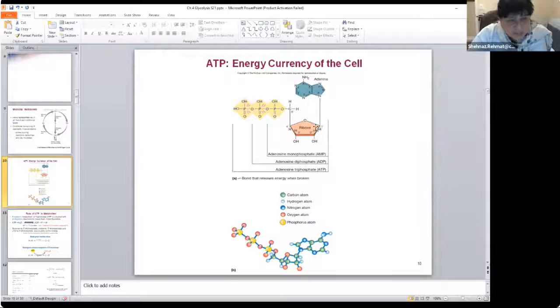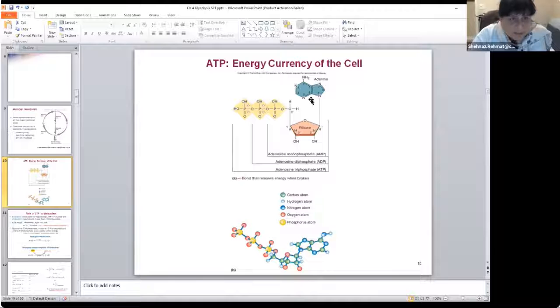Now the nucleotide, which has a phosphate, can be an AMP, ADP, or ATP. So if one phosphate is attached, it's AMP. If it is 2 phosphates, it's ADP. And then ATP has 3 phosphates, right?